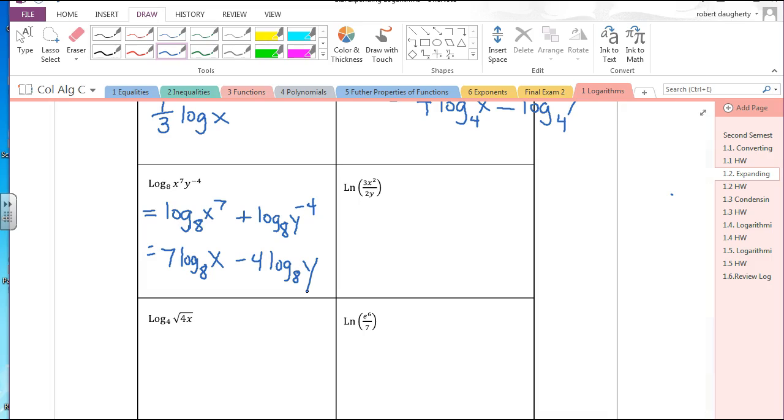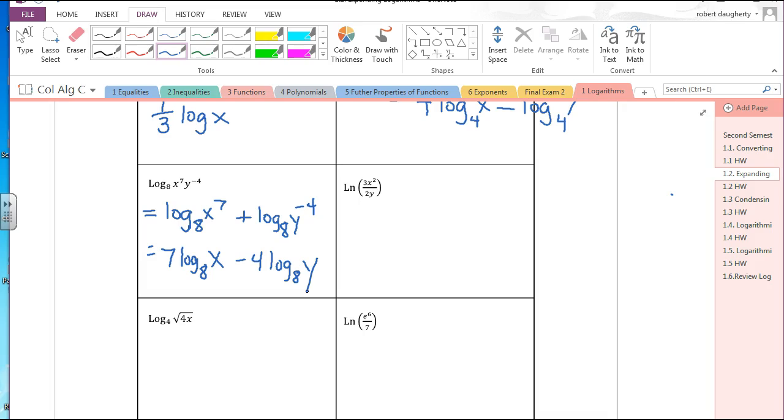So again, you don't have to write down these rules. I'm not going to test you. You just have to know how to apply them. There are only 3. The log of 2 things multiplied is the same as the sum of their logarithms. The log of 2 things divided is the log of the numerator minus the log of the denominator. The log of something to a power, bring that exponent out front, times the log of that base. Okay?